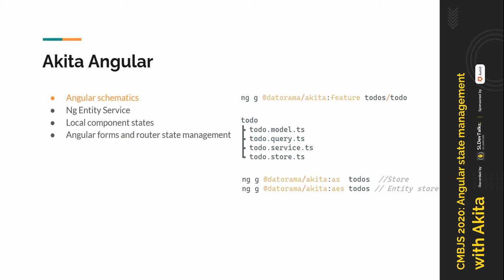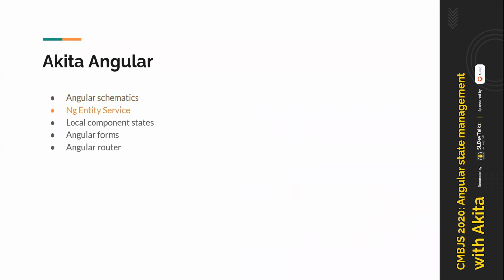And if you want to generate those one by one, you can use akita-as or akita-aes to generate a store or an entity store, or else you can use query or an entity query to generate a query file. And likewise, you can use akita service to generate a specific service for your application. So this will make things a little bit easier for you. So Akita is all about making things easy for us developers.